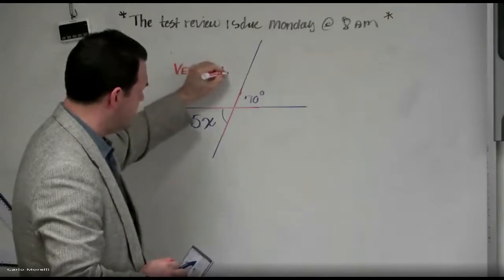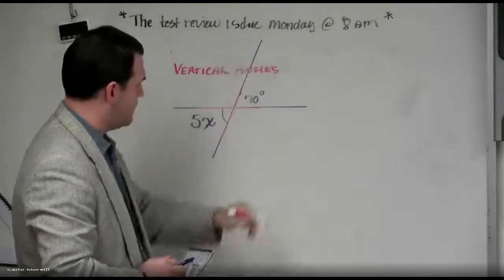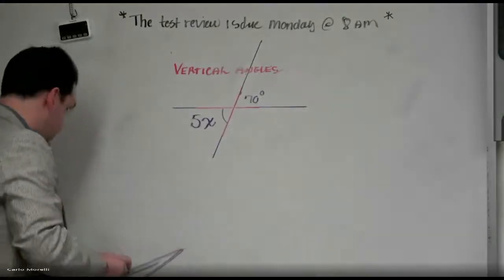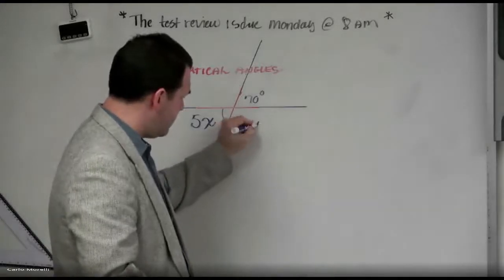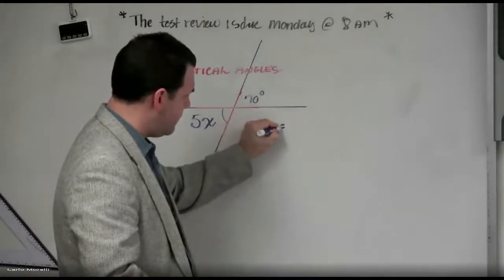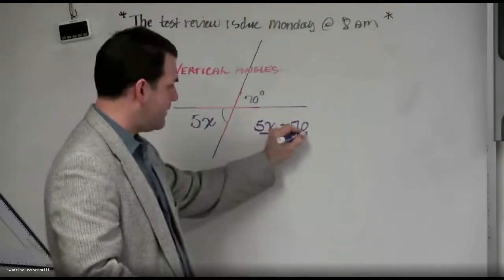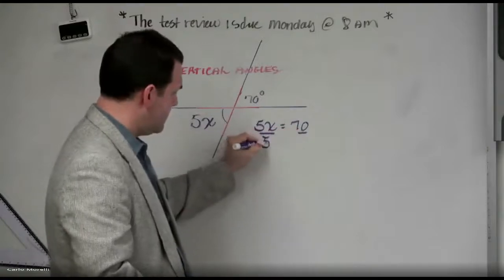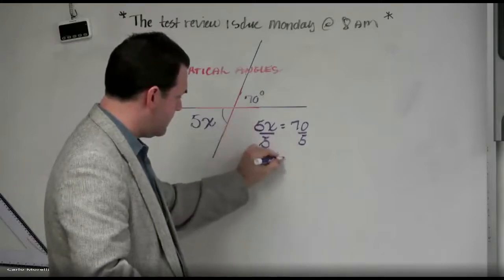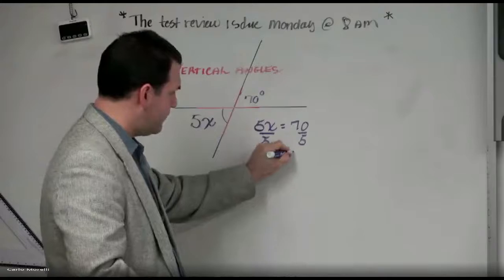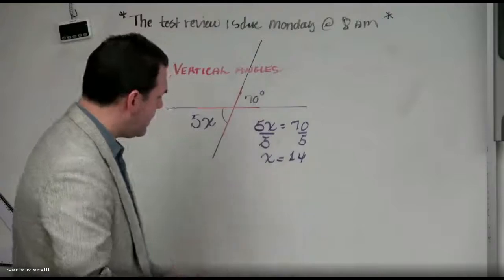Correct. So with vertical angles, you still have to show the work. But the work here would look like this. 5x equals 70. So we would divide both sides by 5. Let's see, 5 goes into 7 one time, with 2 as a remainder. 5 goes into 20 4 times, so x is 14.